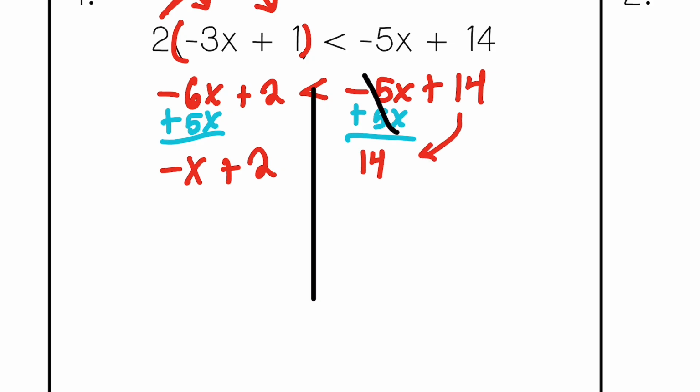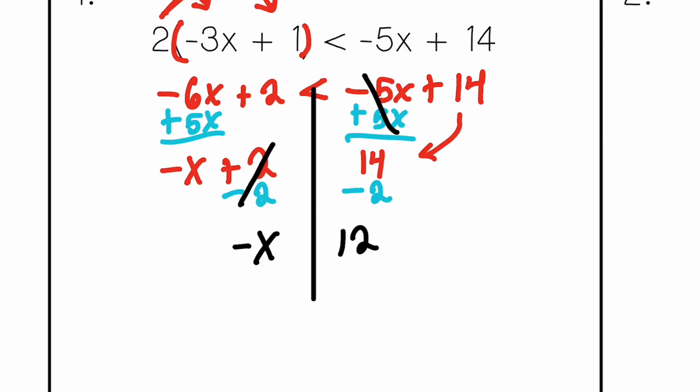From there, I need to get rid of this positive 2, so I'm going to subtract 2 on both sides. And from there, my negative 2 and positive 2 goes away, and I'm left with negative x. And 14 minus 2 is 12.